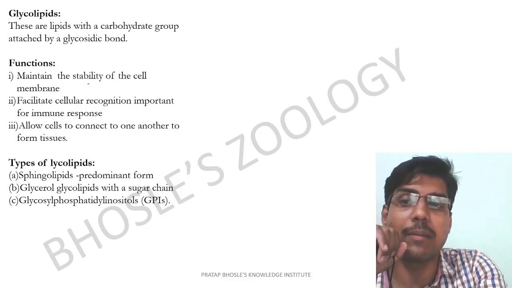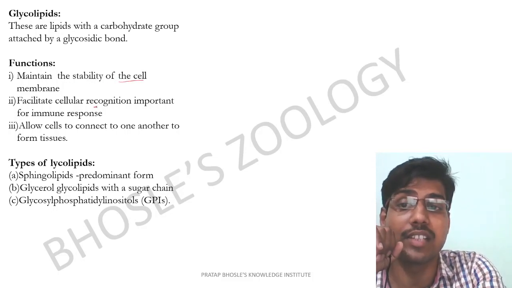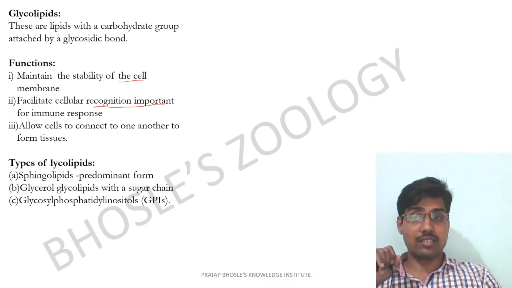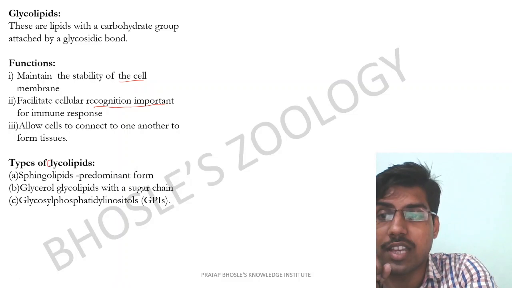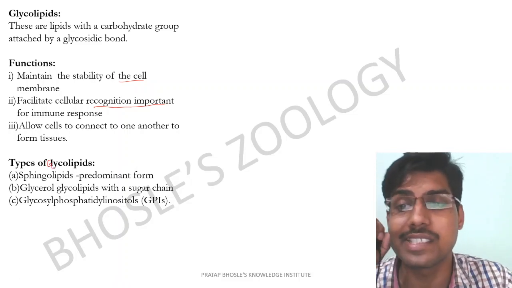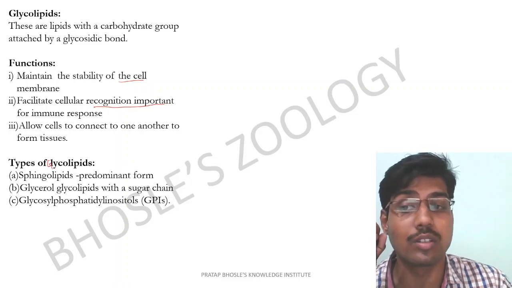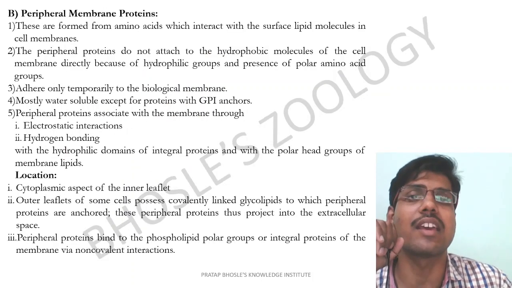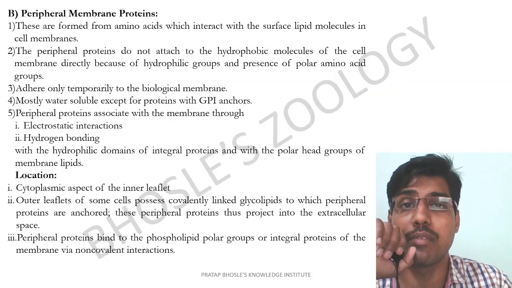This maintains the stability of the cell membrane and facilitates the cellular recognition of important immune responses. And what are the types of these glycolipids? These are sphingolipids, or the glycosyl phosphatidylinositols, so GPIs. Next important type is the peripheral membrane protein.